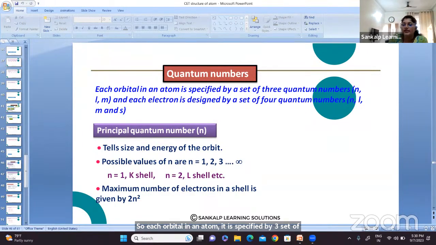Each electron in that orbital is designated by a set of 4 quantum numbers. That is, it is also associated with the spin of the electron. So there are 4 quantum numbers, and we will see each of them separately.